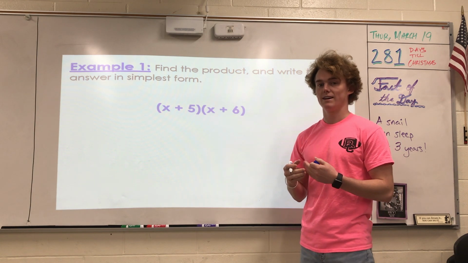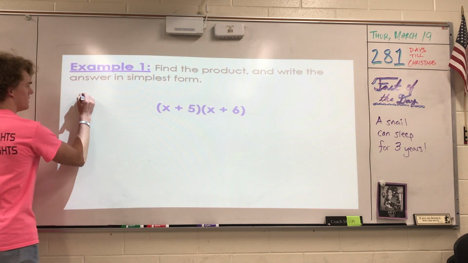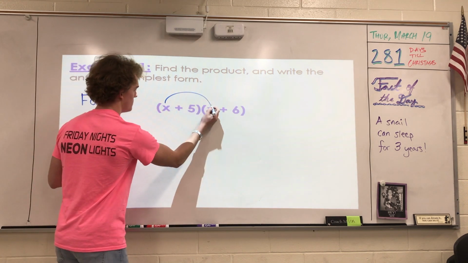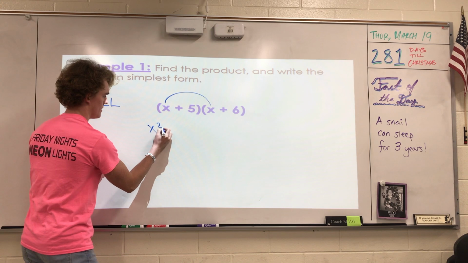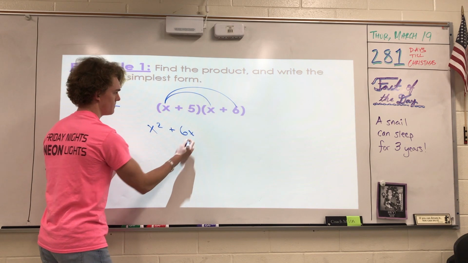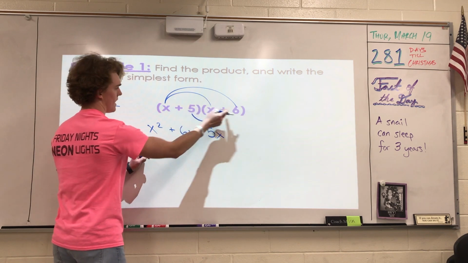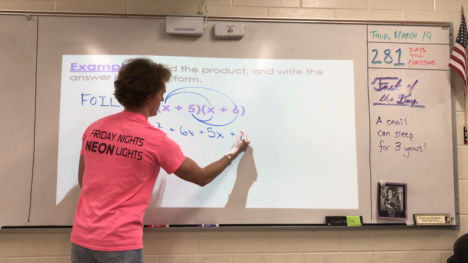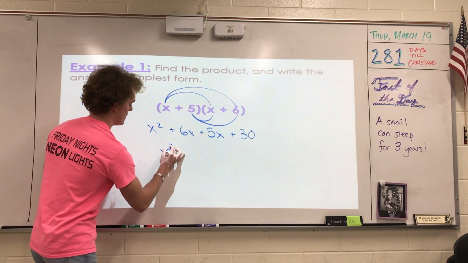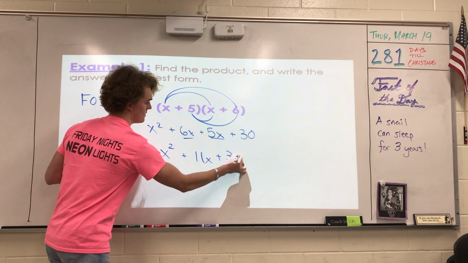I'm going to talk very briefly about it and then give you an opportunity to do some on your own. So again, my method is the FOIL method. You need to know what each of those stand for. I'll go ahead and do that now. My first two terms, x times x gives me x squared. Now we'll go to the outside. X and 6 gives me 6x. Inner, 5 and x gives me 5x. 5 and 6, my last terms, gives me 30. Now I look for my like terms, it's 6x and 5x. That gives me 11x, 30. That's my final answer, guys.